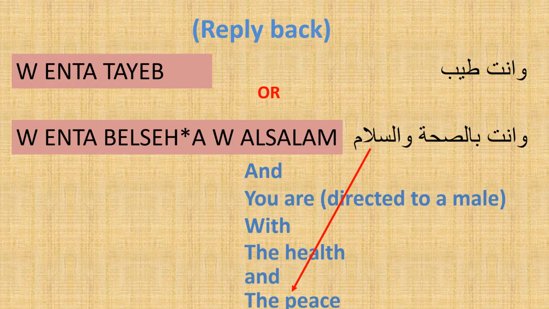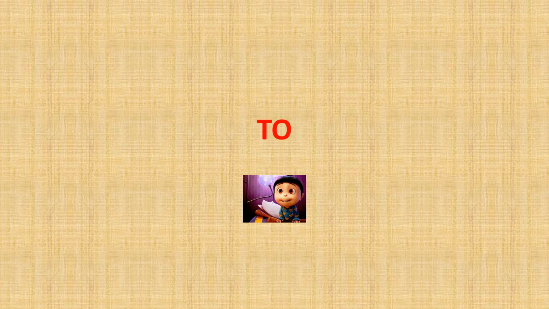Il salam, the peace. So I'm wishing that person who tells me كل سنة وانت طيب, I'm telling him back either وانت طيب or وانت بالصحة والسلام. يعني and you with health and peace. Okay, so if a girl or a female told me كل سنة وانت طيب, or كل سنة وانت طيبة, or كل سنة وانتم طيبين, so the reply, وانتي, because she is a female, وانتي طيبة.